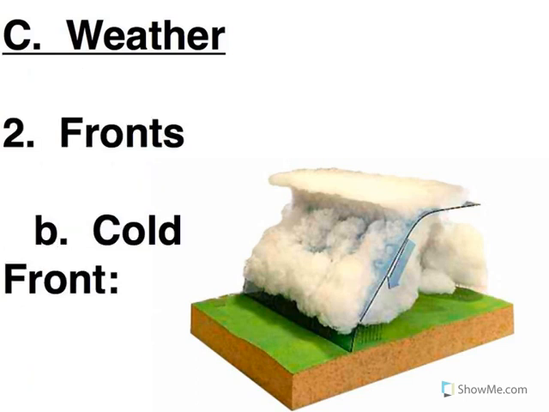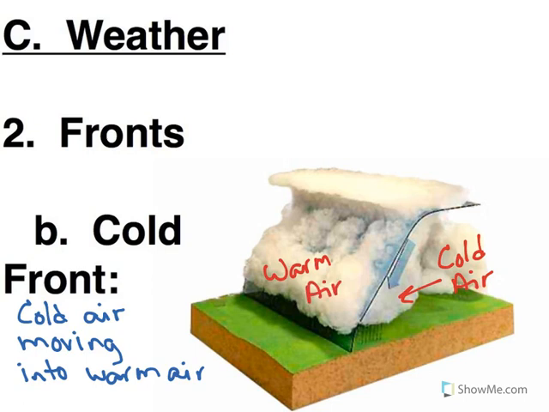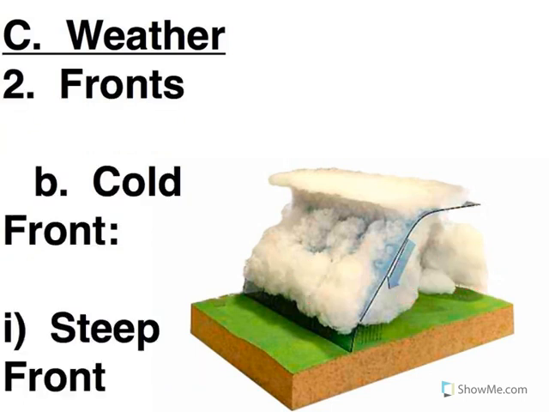Oops, I thought I had a definition. Let's put it on here. So this is cold air moving into warm air. So on our picture here, our cold air is going to be on this side, and it's moving into the warm air. So let's see what happens.